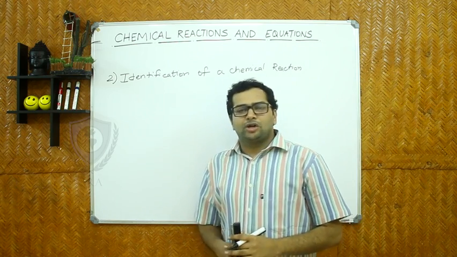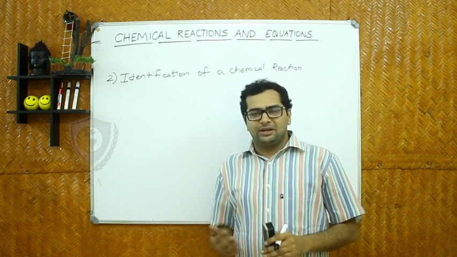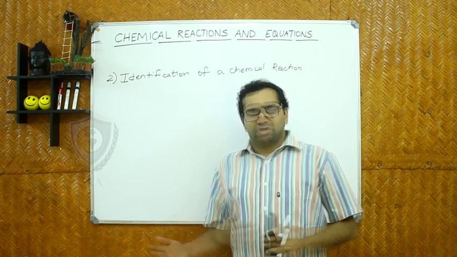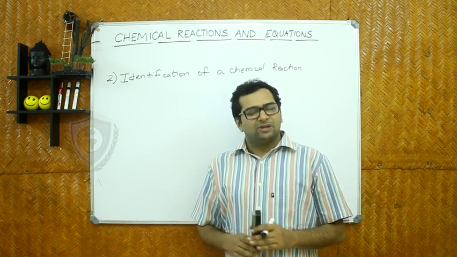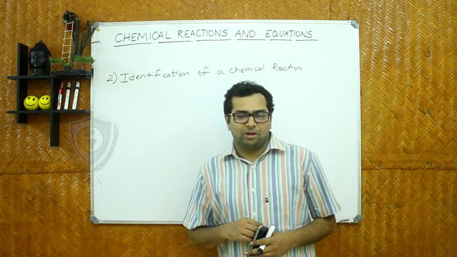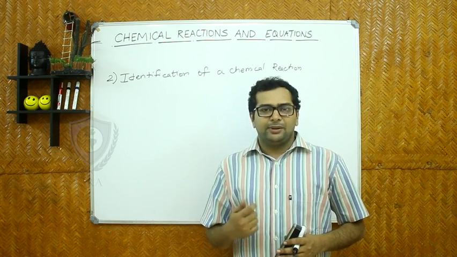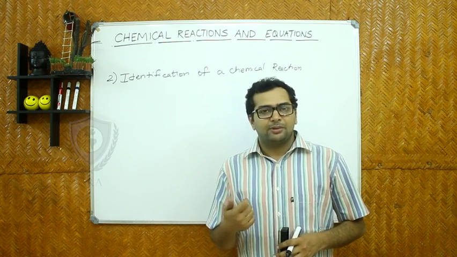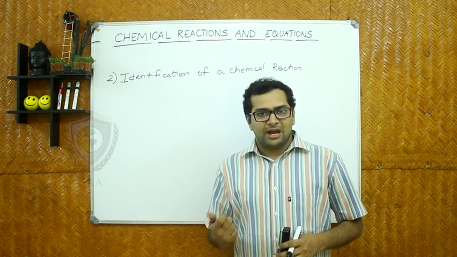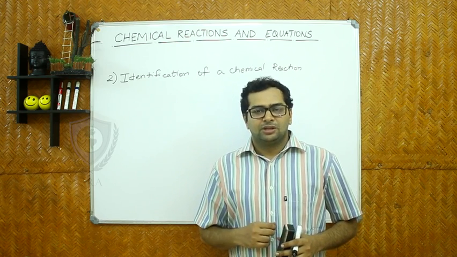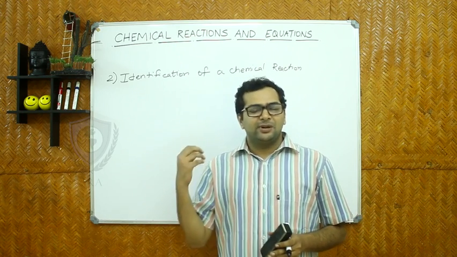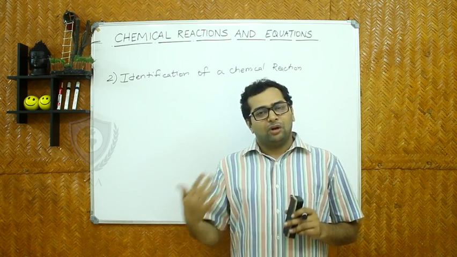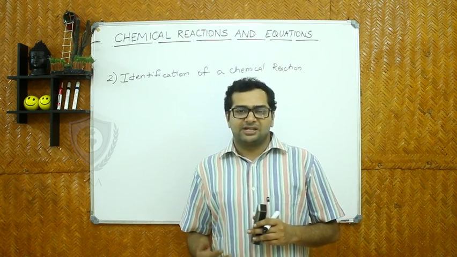So our topic is identification of a chemical reaction, or the different signs by which we can understand a chemical reaction. So let me take a very simple example for all of us. When we burn paper, what happens? The paper converts into ash, and we also see smoke. So what does that mean? Let me explain in chemical reaction terms what happens when paper gets burned.